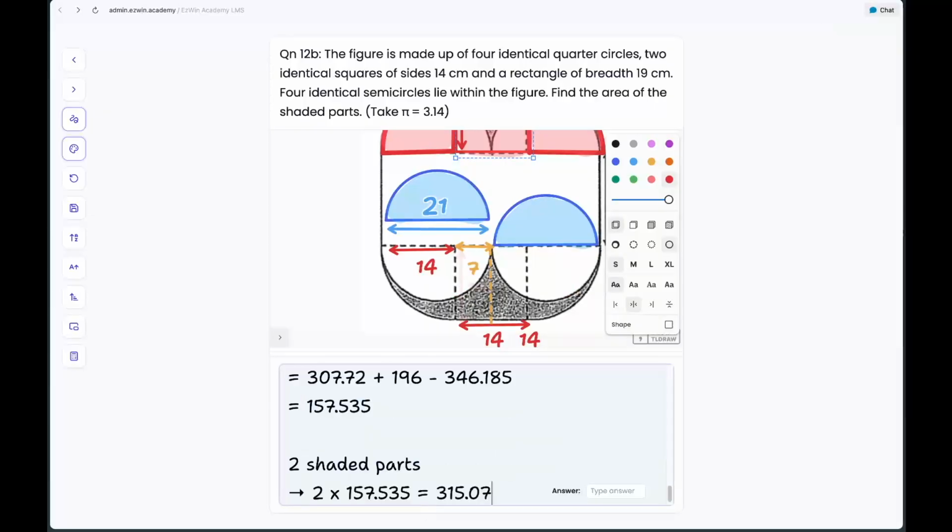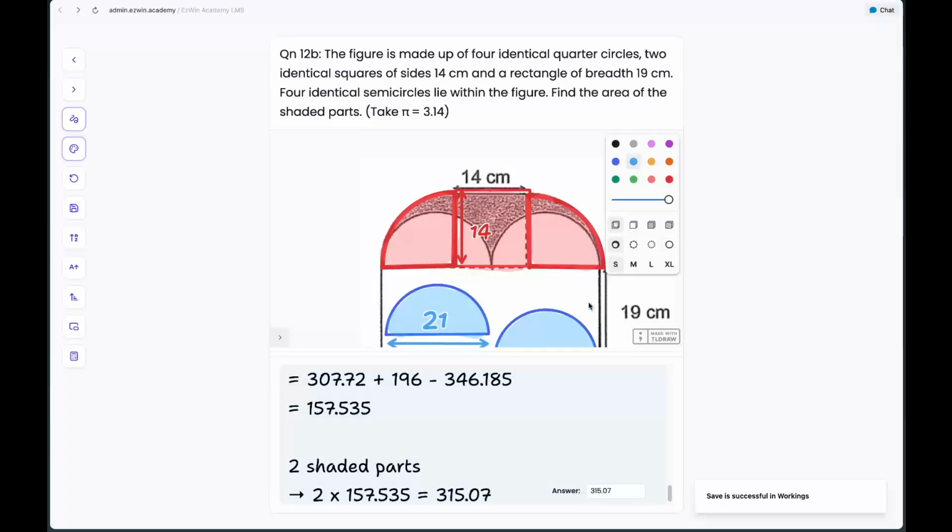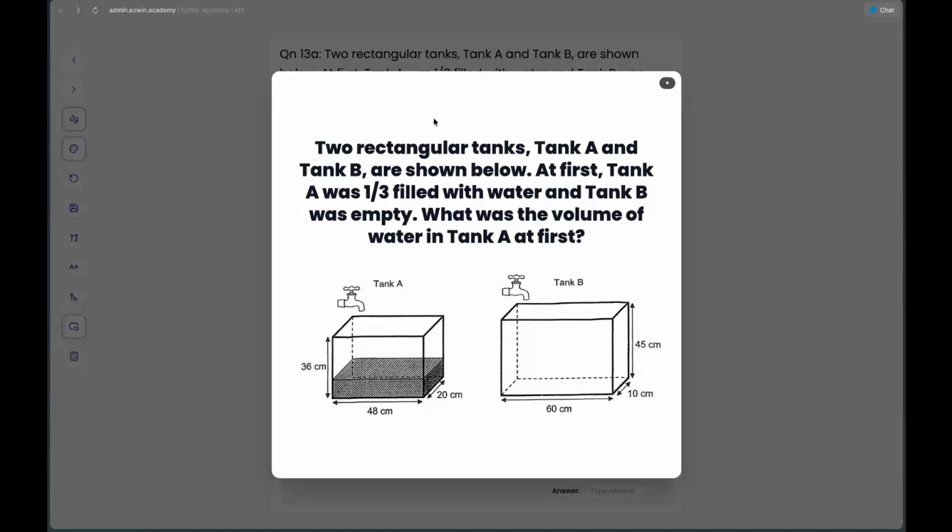Okay, we need to find the bottom one, right? And this will give us 315.07. Okay, there you go. So that's the answer. Question 13, part A.